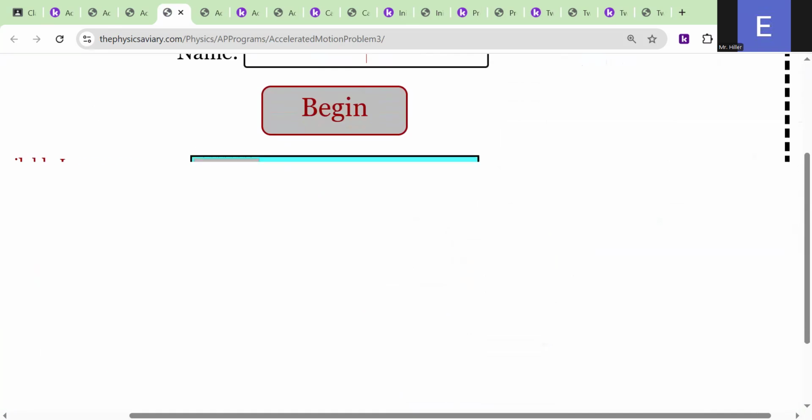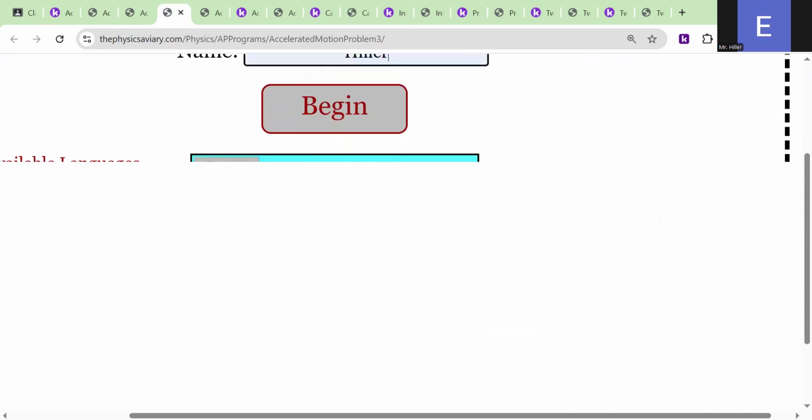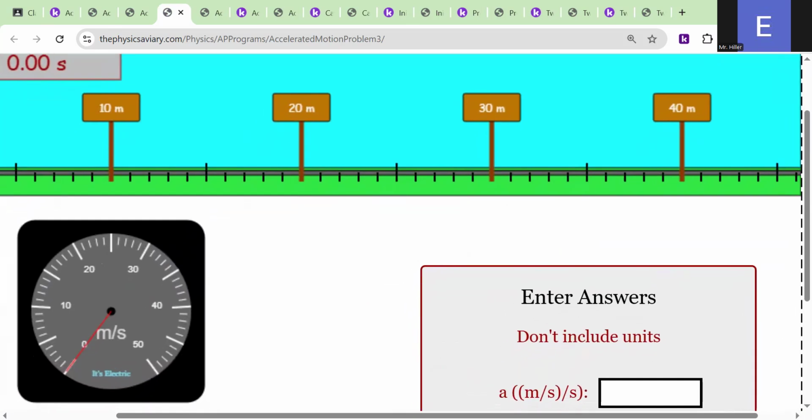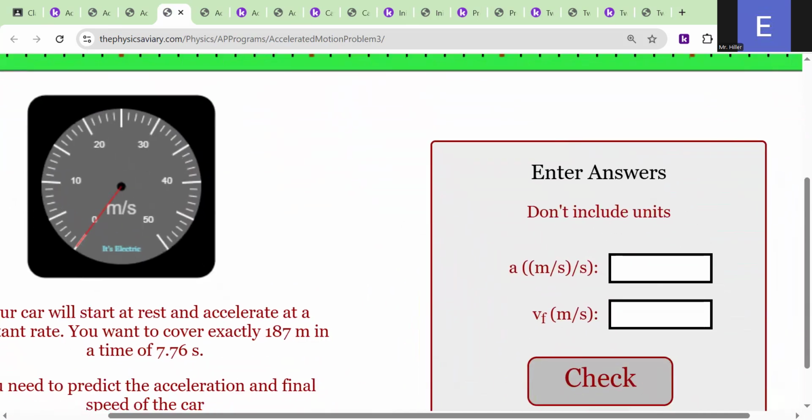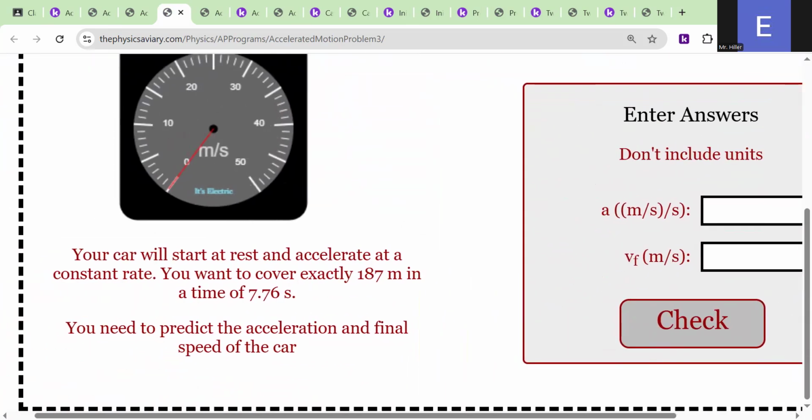Go ahead and put your name into the program. Now, in this particular program, you are going to have a car that starts from rest and it will accelerate at a constant rate. In my case, you want to cover 187 meters in 7.76 seconds. It'll give you different distance and time. Your job is to predict the acceleration and the final speed. So let's see what I'm given.